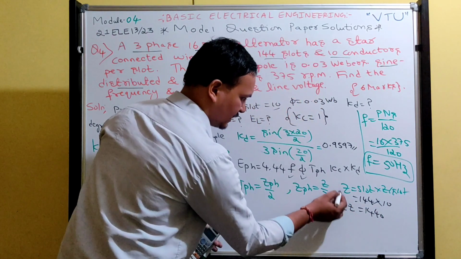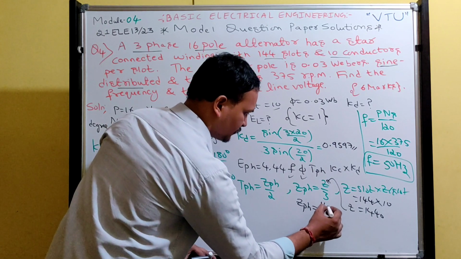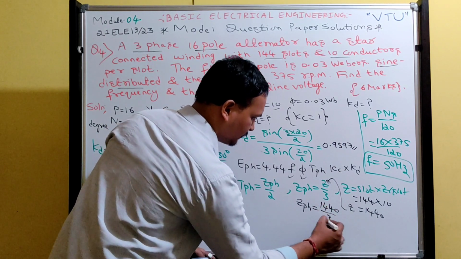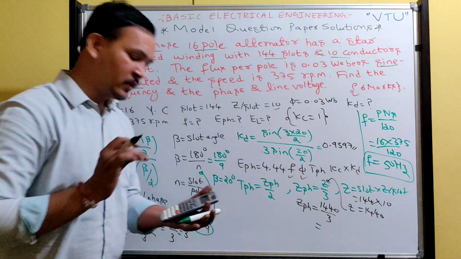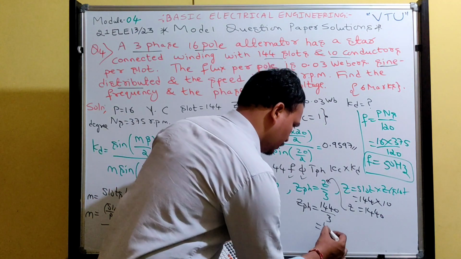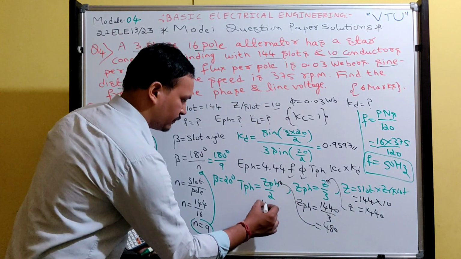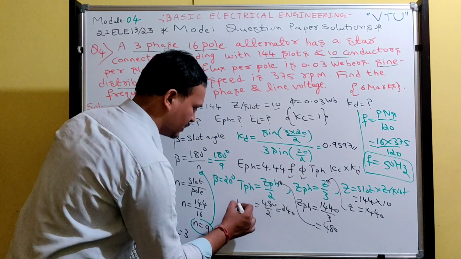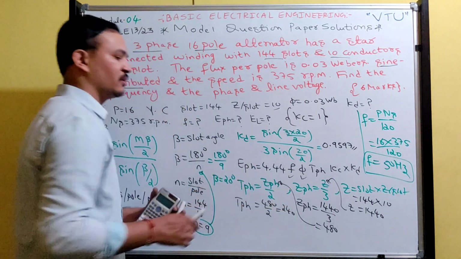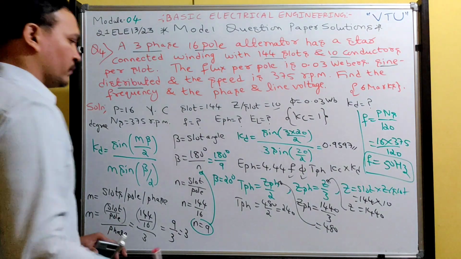1440 is the Z value. Take this Z value and put it here. So ZPH is equal to 1440 divided by 3. How much are you going to get? 480 we got. Now take this ZPH and put it here. 480 divided by 2, how much? 240. What is the value of TPH? 240. So the TPH value is 240.